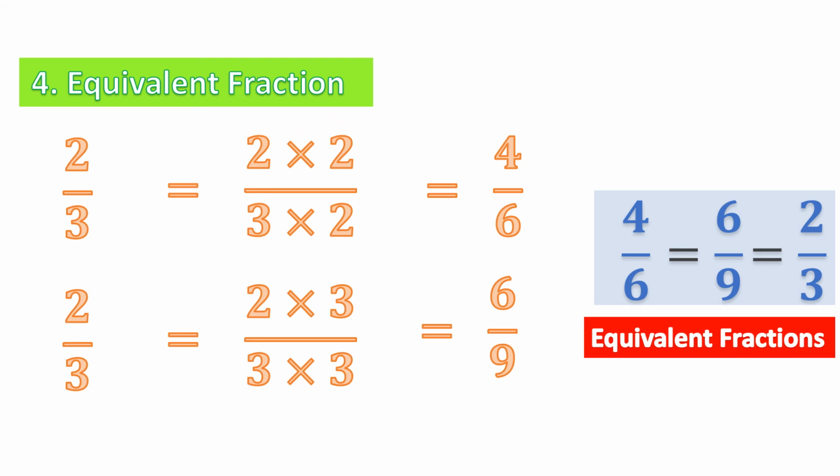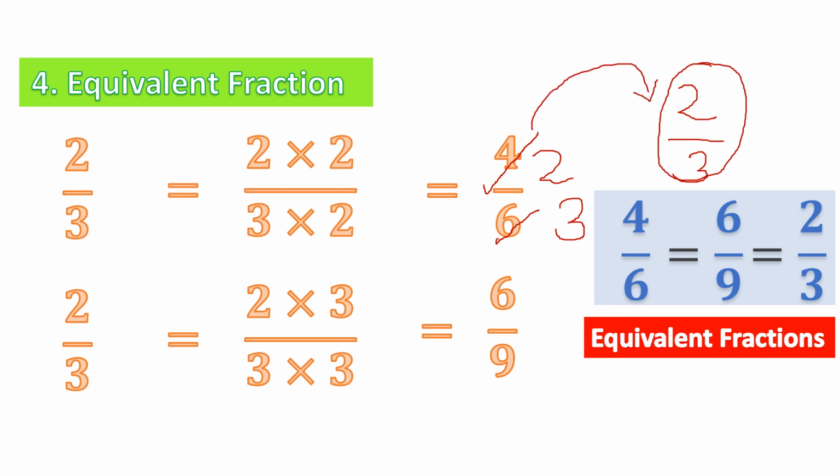4 by 6. Can I cut it and make it simpler? Yes. How can I cut? With 2, right? 2 2s are 4 and 2 3s are 6. So can you see? This is actually 2 by 3. So what did this 4 by 6 become? 2 by 3. So can you see this 2 by 3 and this 2 by 3 are the same?